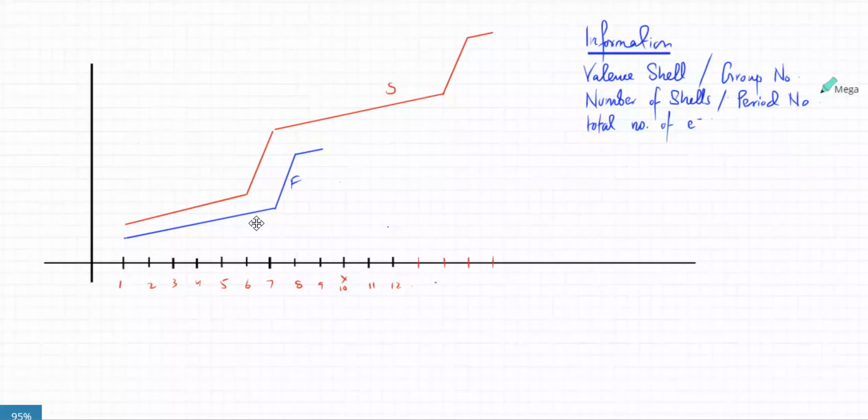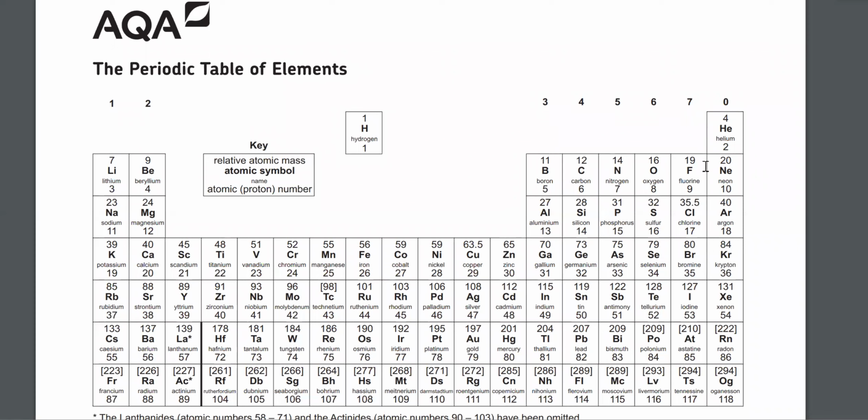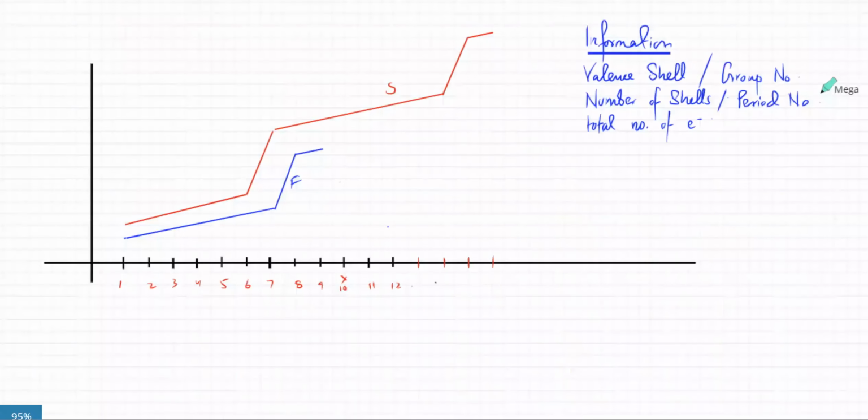This is 2 shells, so that's period 2, and it's group 7. So it's group 7 and period 2. This is period 2, and this is group 7. So that's fluorine.